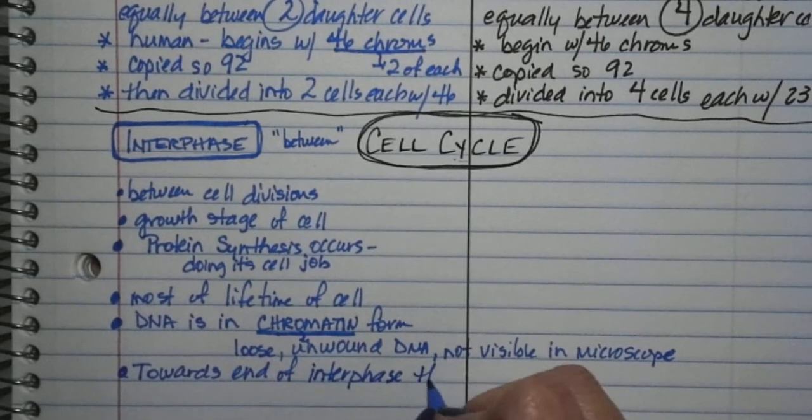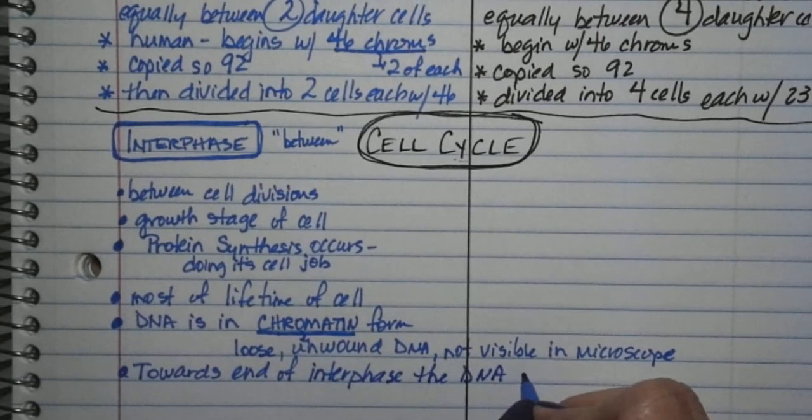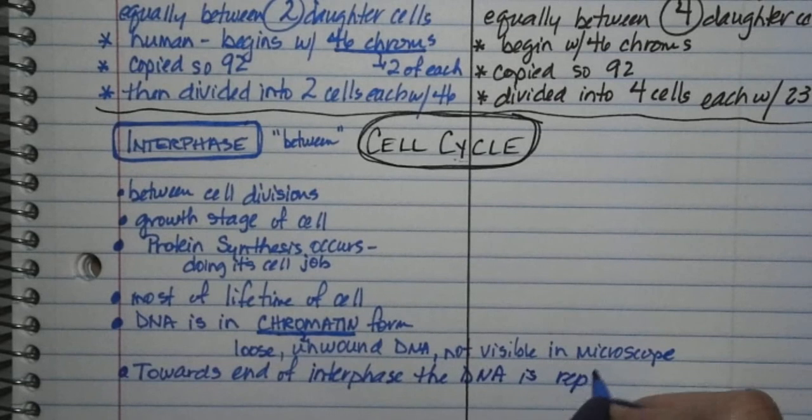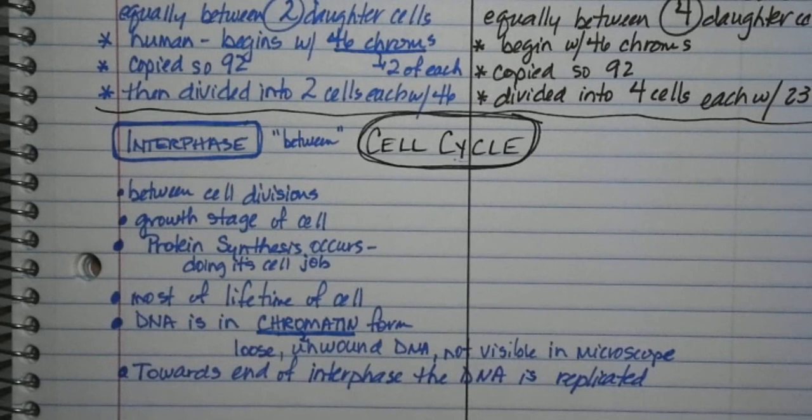So you're about to divide into two new cells, and those new cells both have to have their own copy of the DNA, right? So at some point, while it's loose and unwound, you have to make an exact copy of the whole long strand of DNA. Have to make that exact copy of it. That happens towards the very end of interphase.